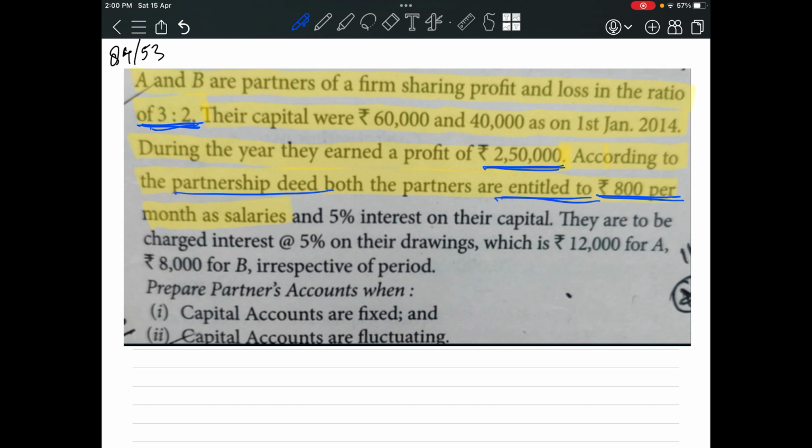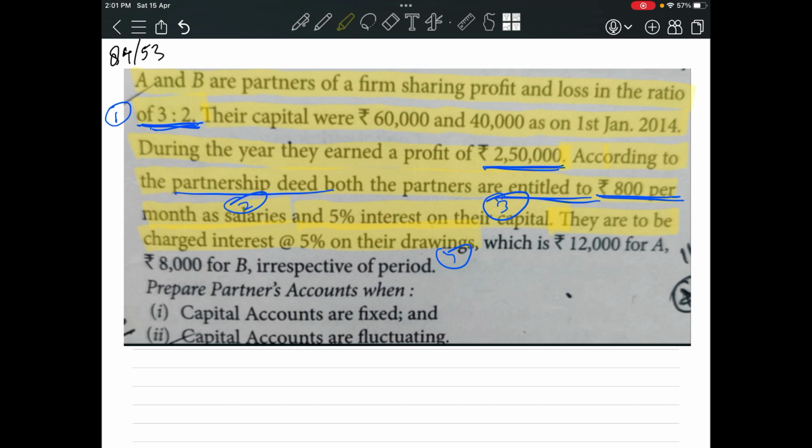Okay, who has given the right? The partnership deed. Okay, see, the first one is clear. Profit sharing ratio has been given, salary has been given. Okay, and 5% interest on capital. Okay, so the third point is also clear. And they are to be charged interest at the rate of 5% on their drawings. Okay, so all the four items have been given: profit sharing ratio, salary, interest on capital, and interest on drawings.